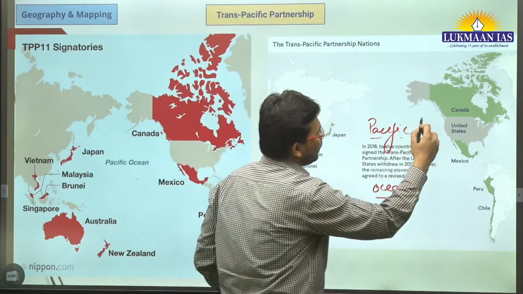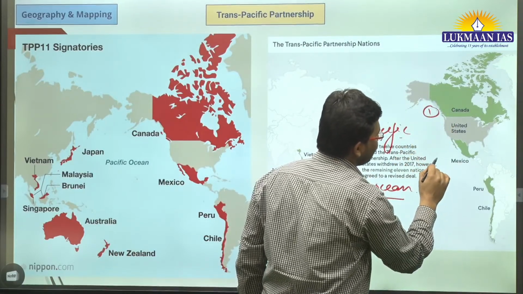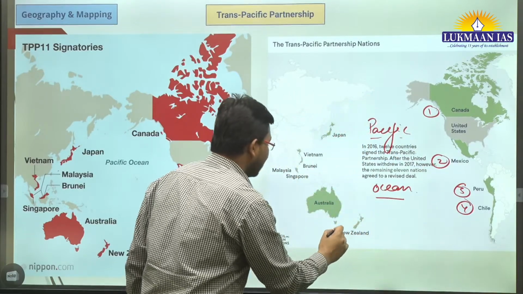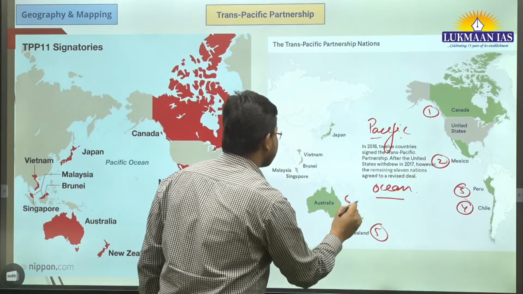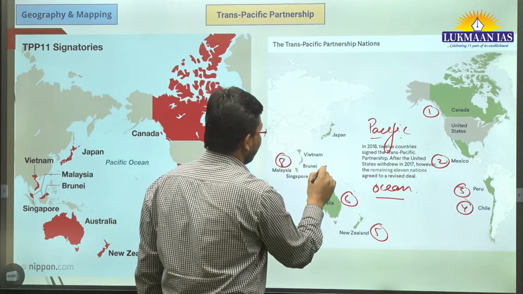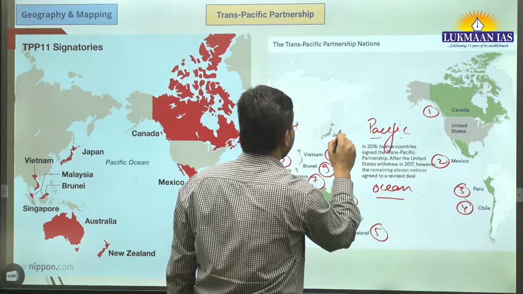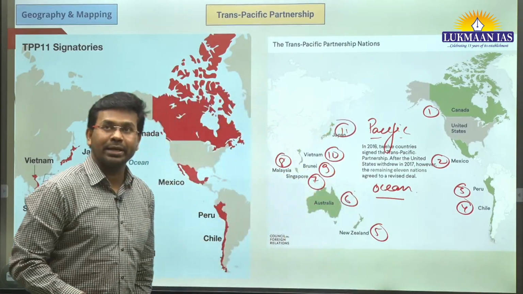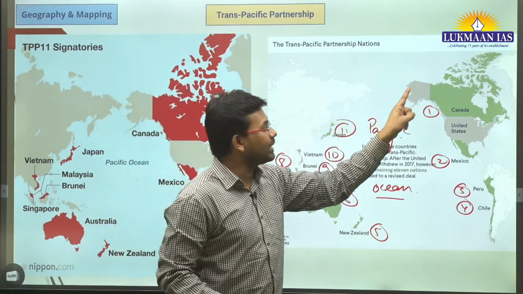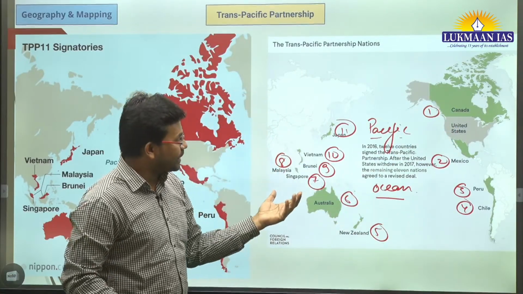So on one side we can see Canada is a member. United States was earlier a member, but now it has pulled itself out of it. Second is Mexico, third is Peru, fourth is Chile, then New Zealand, Australia, Singapore, Malaysia, Brunei, Vietnam, Japan. So these are the 11 member countries of the Trans-Pacific Partnership. These countries that are highlighted using dark green color that you can see on the screen are members of the Trans-Pacific Partnership.